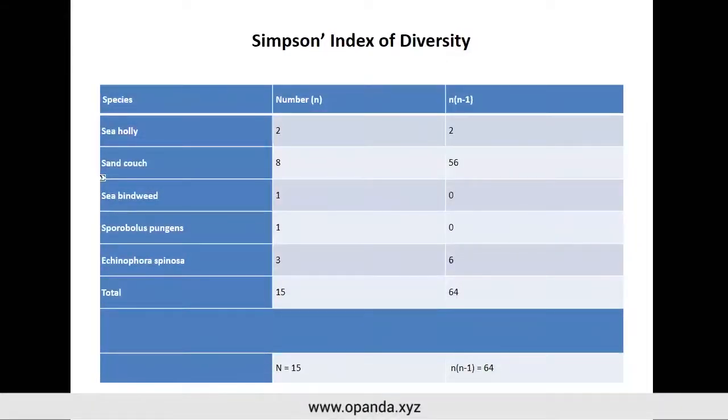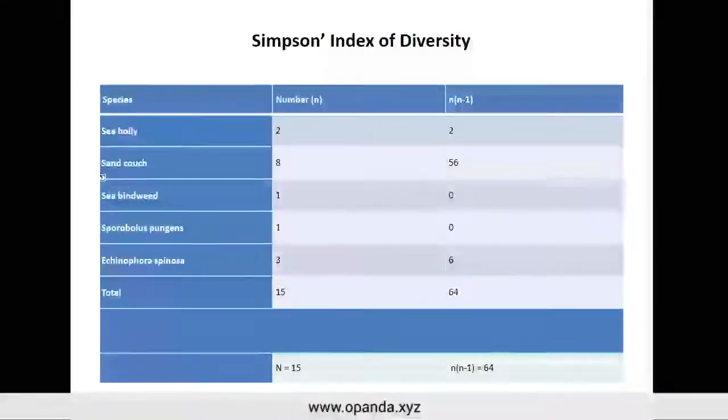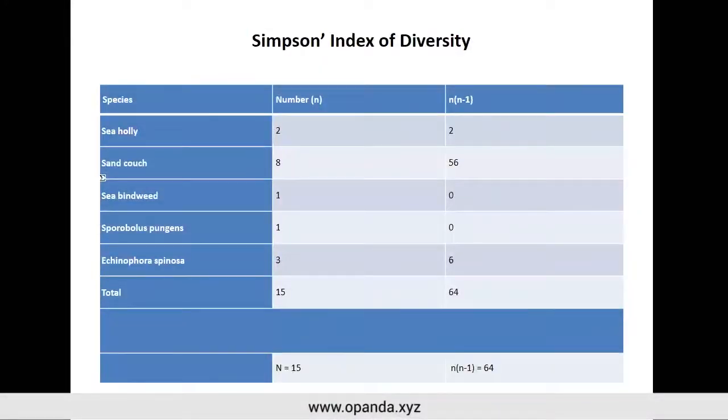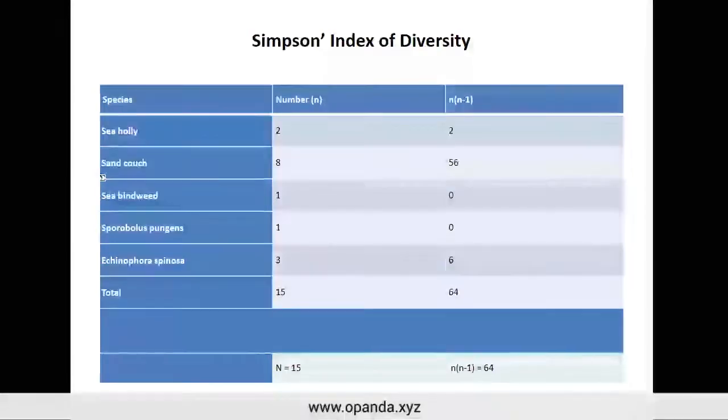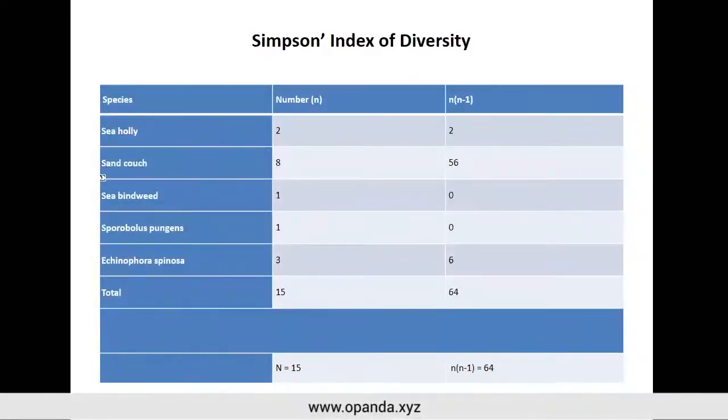But this is the same as we did on the previous page. You see that D will be equal to 64 over 15 times 14, because it is bigger N bracket N minus 1, and you see that the value is equal to 0.7.